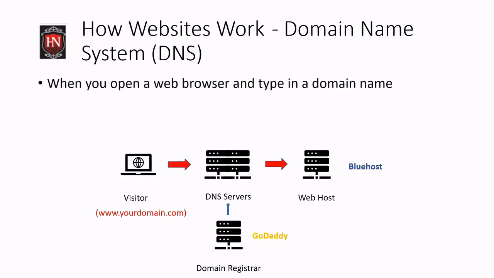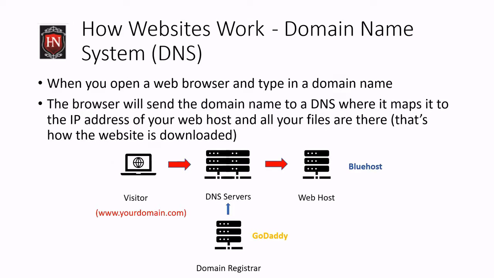So here's the diagram I was telling you about. It's just you, the visitor. You put your domain name here. It goes to the DNS service, then to your web host, and then this is the domain registrar, GoDaddy, which goes back up to the name service. It's somewhat of a loop there. But when you open a web browser and type in the domain name, like I said, it maps once again to the IP address for your web host, where all your files are.